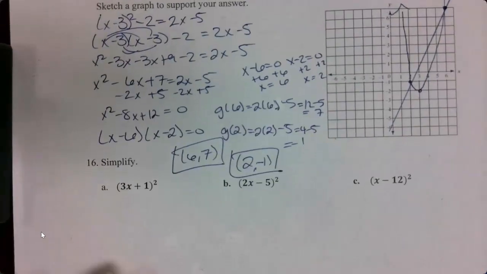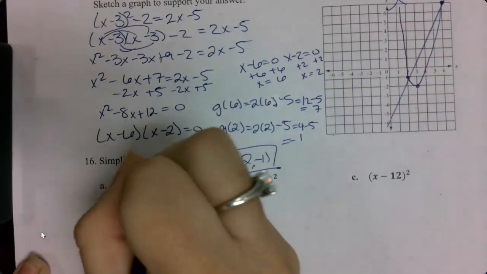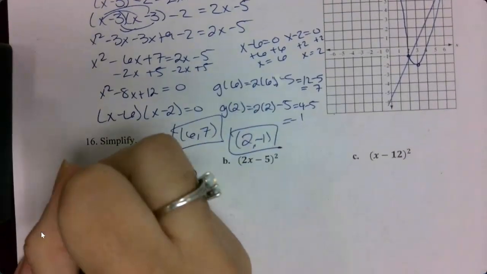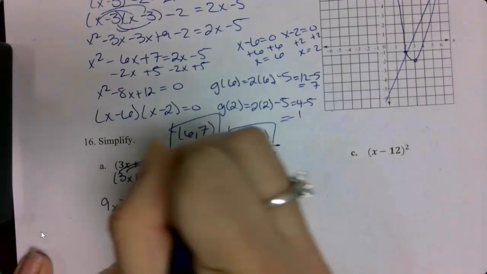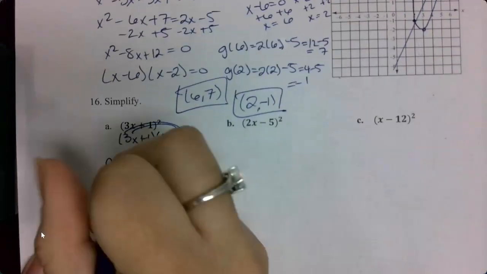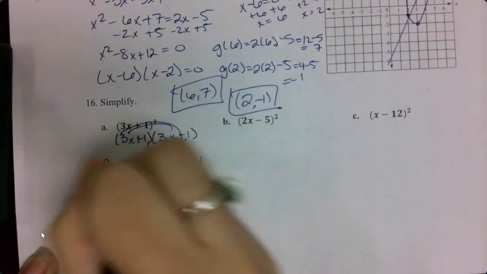On the last 3, I want to simplify. So what I can do is write these out twice. I have (3x plus 1) times (3x plus 1). And then I FOIL. 3x times 3x gives me 9x squared. 3x times 1 gives me 3x. 1 times 3x is 3x. And 1 times 1 is 1. Combine like terms. I get 9x squared plus 6x plus 1.